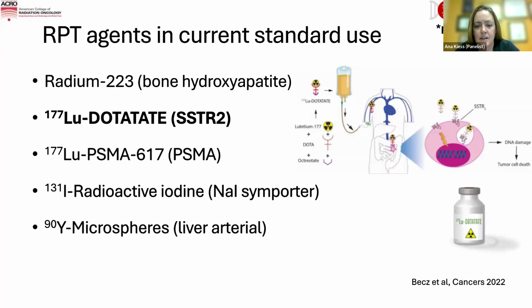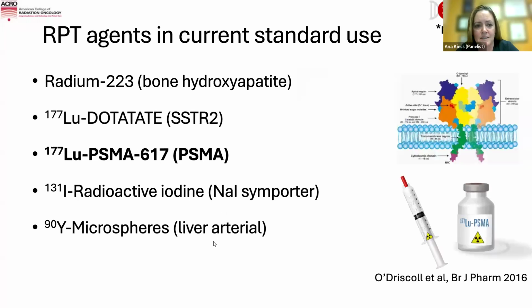So another agent that is commonly used is lutetium-177 dotatate. This is a beta emitter targeting the somatostatin receptor for neuroendocrine cancers, and it is FDA approved for gut neuroendocrine cancers. Essentially, it's a small molecule that binds to the somatostatin receptor and is given intravenously along with amino acids to protect the kidney, and it's drawn into the cell. It's given through an infusion over several hours, once every 8 weeks for 4 cycles.